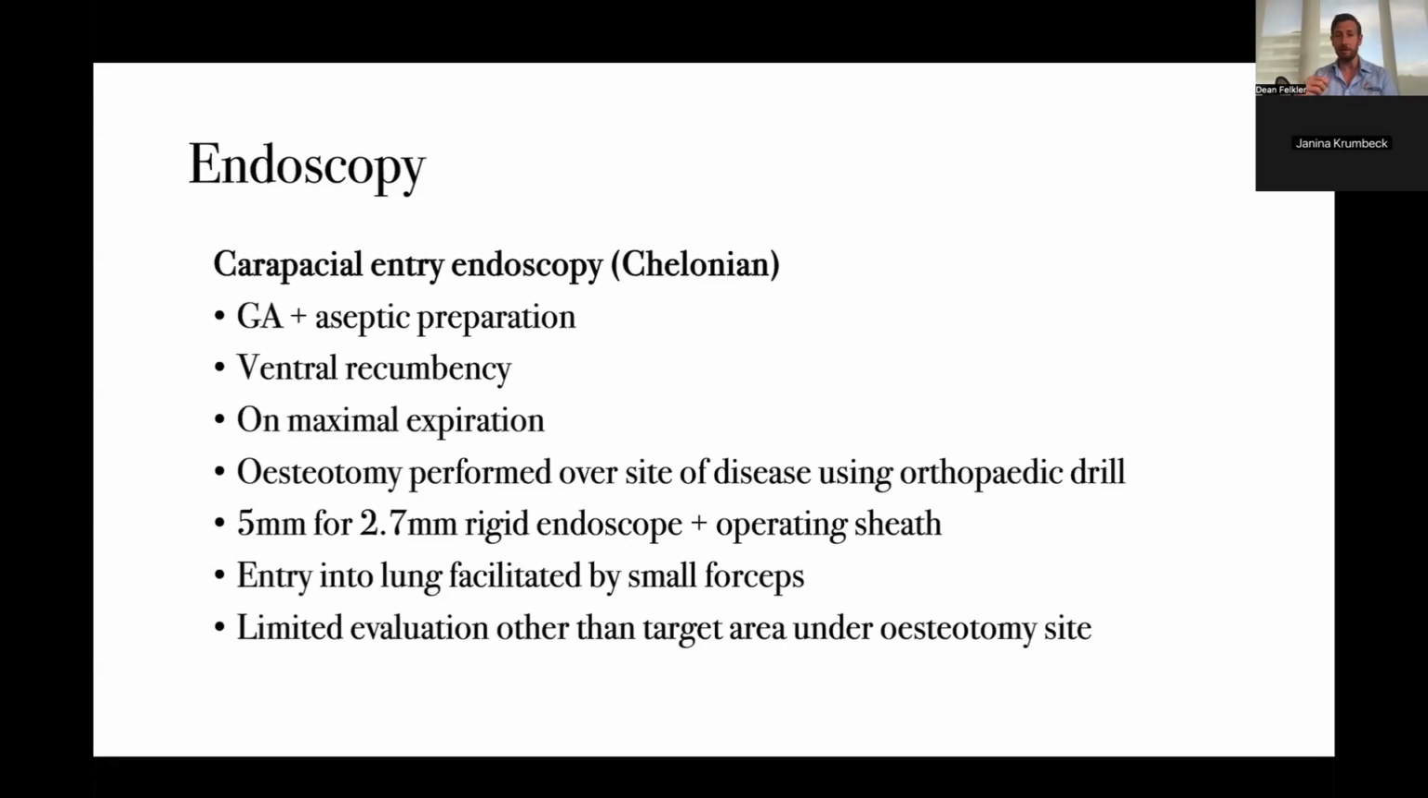You're a little bit limited because you can't really move the scope around. That's why you've got to be directly over the site of infection. And once you've drilled through, you want to be drilling through when they're on expiration, just so that the lung tissue isn't there. And then once you drill through, you can use some thin forceps to perforate through the tissue. And then you put your endoscope in there.